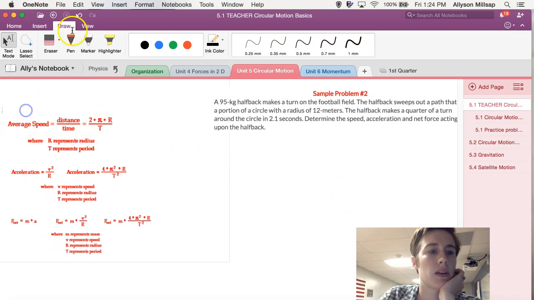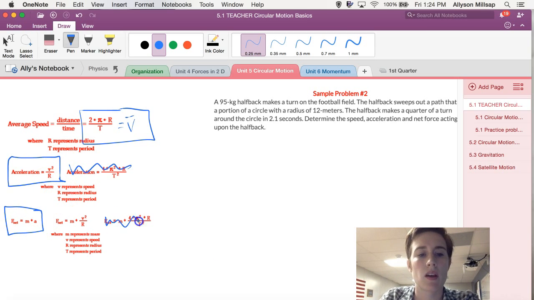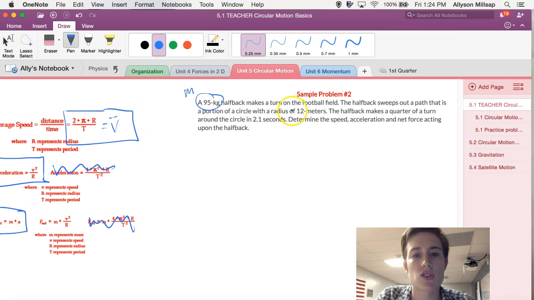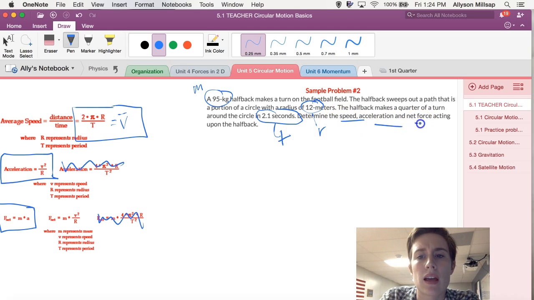Again, this is our speed formula, this is our average velocity formula, this is our acceleration formula, and this is our net force formula. Okay, so we have mass again. It says this halfback makes a turn on the football field. The halfback sweeps out a path that is a portion of a circle. Here's our radius. The halfback makes a quarter of a turn around the circle in 2.1 seconds. That's time. Determine speed, acceleration, and net force.